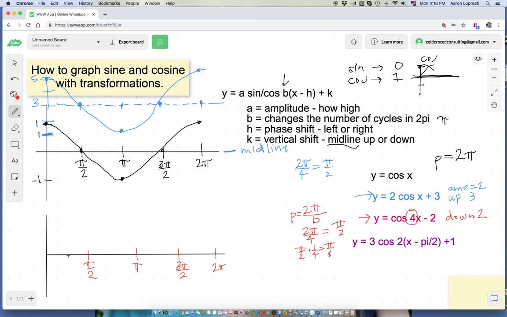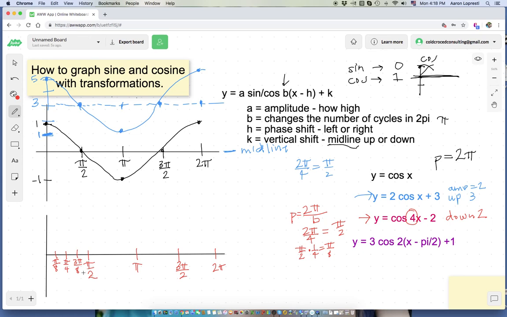So each one of these steps, I always say chop it in half, half, and half. That's pi over 8. This is 2 pi over 8, which we reduced to pi over 4. So 1 pi over 8, 2 pi over 8, 3 pi over 8, and then 4 pi over 8 would give us our pi over 2. See, not too bad.